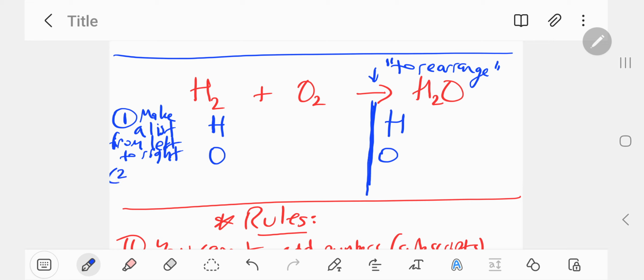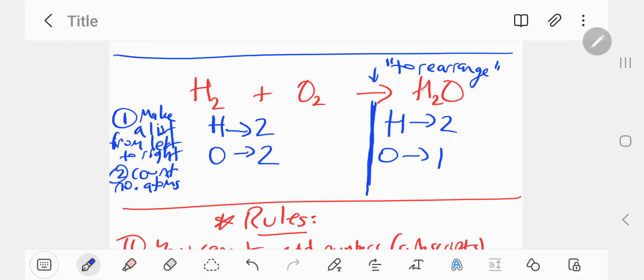Number 2, count. Count the number of atoms. We're only counting atoms here, not molecules. Atoms, okay? The building blocks of matter. Here's what you do. You put an arrow and you say, in this case, there's 2 hydrogen, right? So put a 2. Oxygen, there's 2. On the right, there's 2 hydrogen. And on the right, there's 1, okay? 2 hydrogen and there's 1 here. There should be 1. The chemists leave this out. Just leave it as the O, as it is.